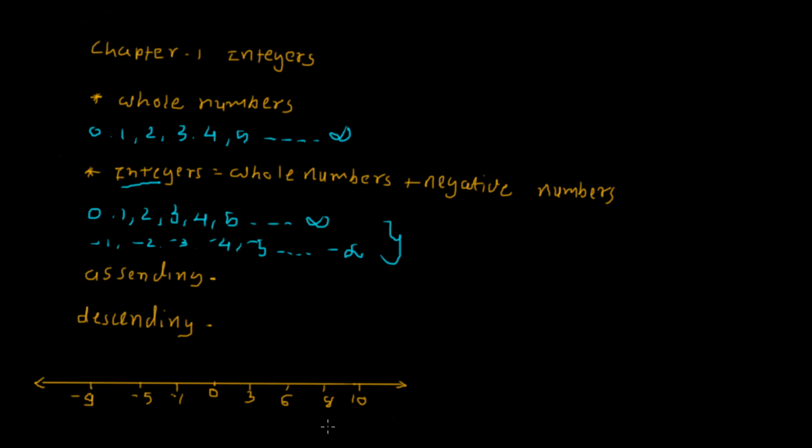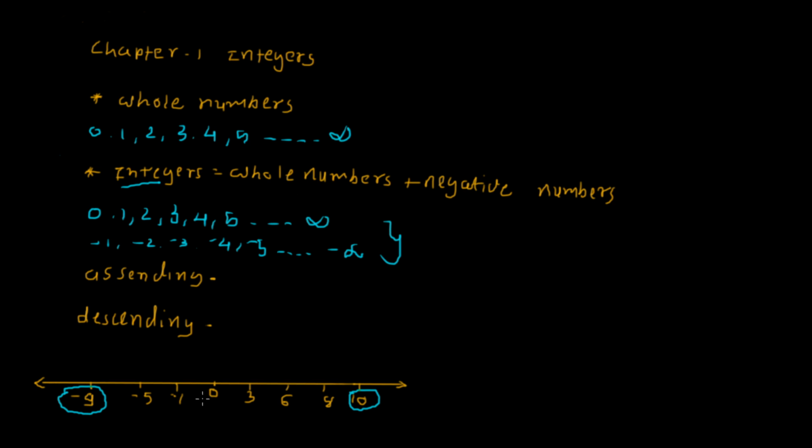Okay, so guys, here we have a number line that includes positive numbers and negative numbers. These are the integers. Whole numbers plus negative numbers both are there. So guys, let's learn to arrange them in ascending and descending order. Okay, so guys, here on this number line we have the number with the highest value, which is 10, and the number with the lowest value is -9. Guys, 0 is at the center.